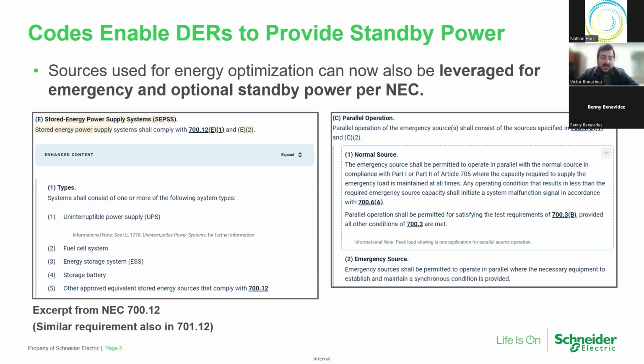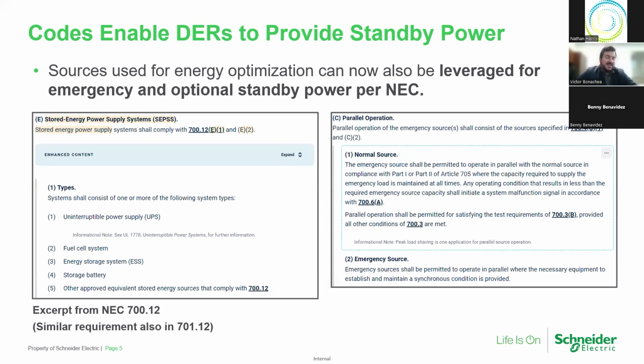As that's improved and people started to desire to use them more for these applications, it reached a point where people trusted it enough, and it has now entered the latest issues of the National Electric Code. So you can see right there that they're now allowing energy storage systems and storage batteries to be used for those emergency applications. The other interesting thing is on the right-hand side, at the very top: parallel operation of emergency sources. Down at one, under normal source: the emergency source shall be permitted to operate in parallel with the normal source in compliance with Part 1 and Part 2 of Article 705.